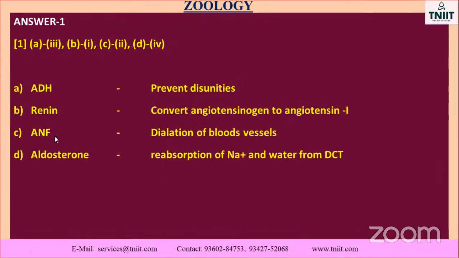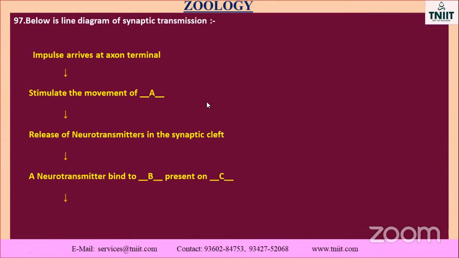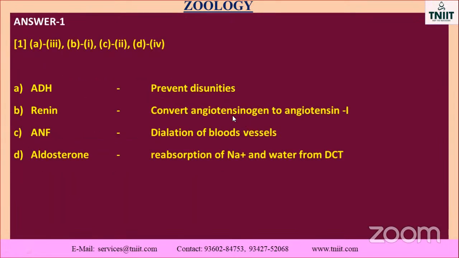Go to the next one. See this one. ADH prevents diuresis. The spelling is wrong here. Okay, diuresis. Renin converts the inactive form angiotensinogen into angiotensin 1. ANF, dilation of the blood vessels. And aldosterone, reabsorption of sodium and water from the DCT. So these are the correct options. Okay, go to the next one.